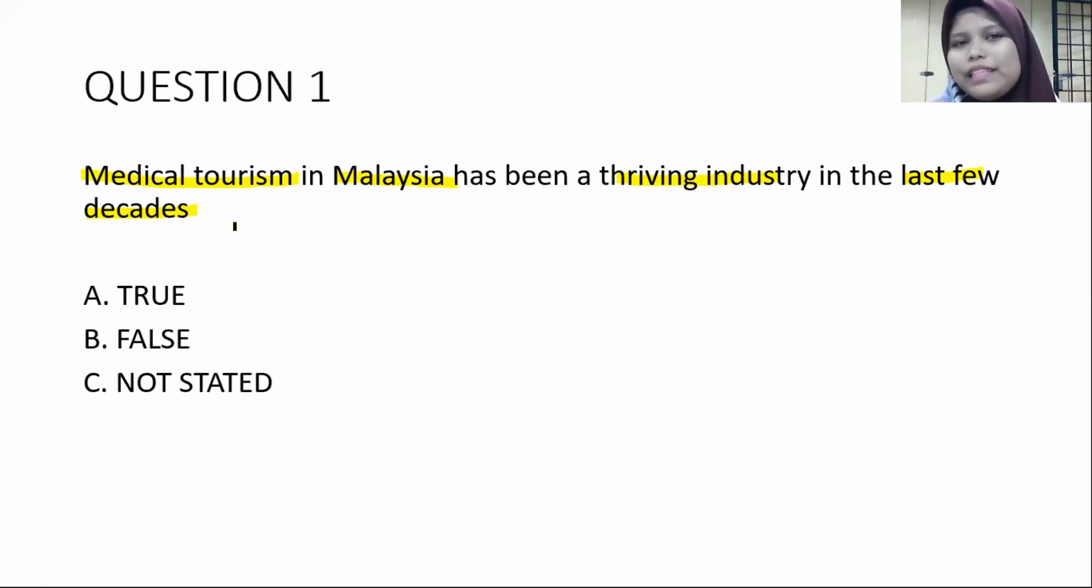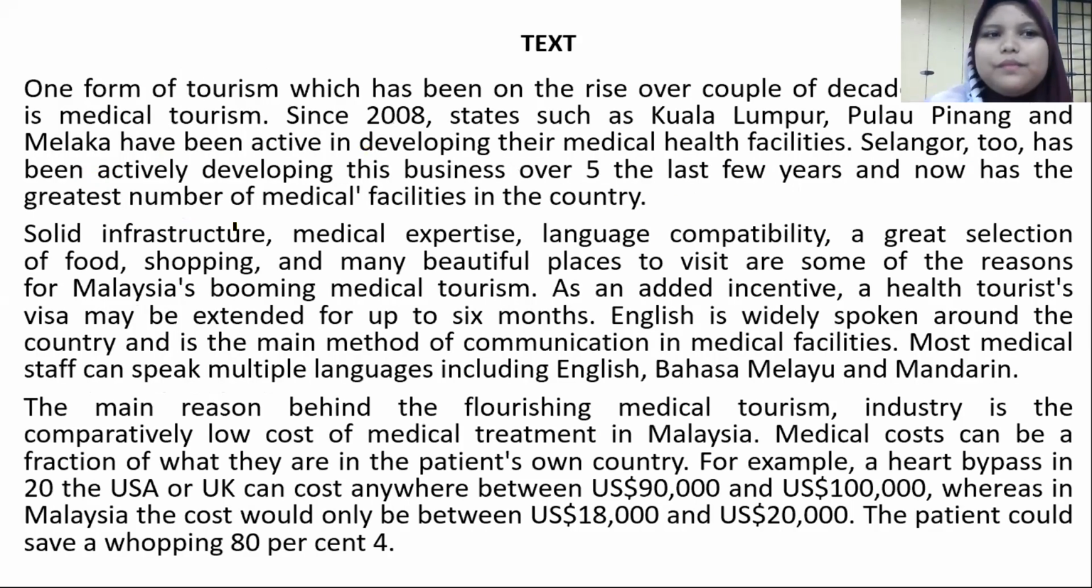What is the method for the TFNS question? Yes, it is scanning. Let's take a look at the text. You have to scan the text really well and carefully so that you won't miss the keywords. Let's take a look at paragraph 1, lines 1 until 2. It has medical tourism, the first keyword, Malaysia, and as I said earlier, it's not only the exact same keywords, but also synonyms or similar phrases.